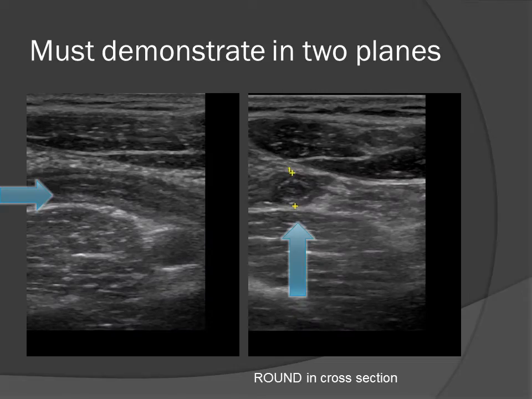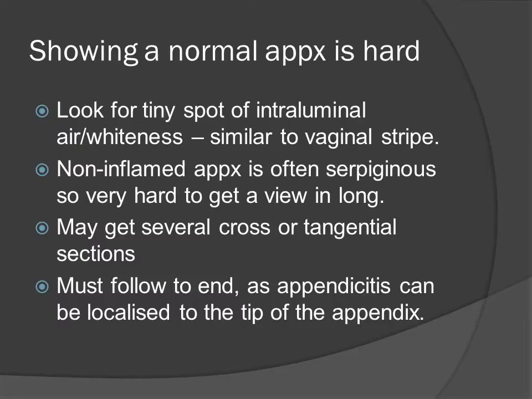So this is why you must demonstrate the appendix in two planes. Nothing else is small and round in cross-section like this. Now, showing a normal appendix is hard. Most people look first for that tiny spot of intraluminal air. And as I said before, it can be very hard to follow to the end, but since appendicitis may manifest just in the tip of the appendix, it is important that you run right off the end of the tube.